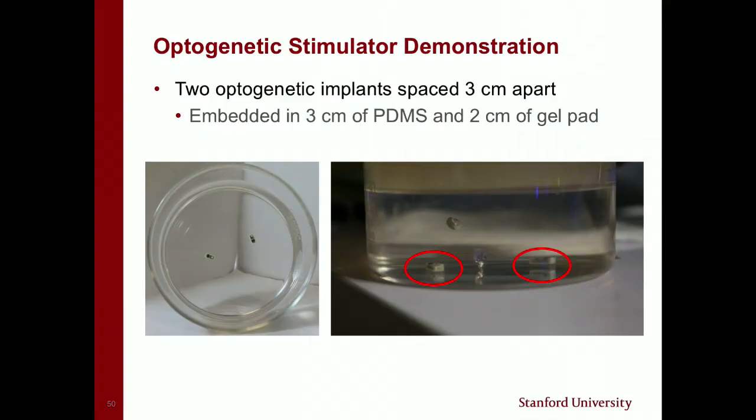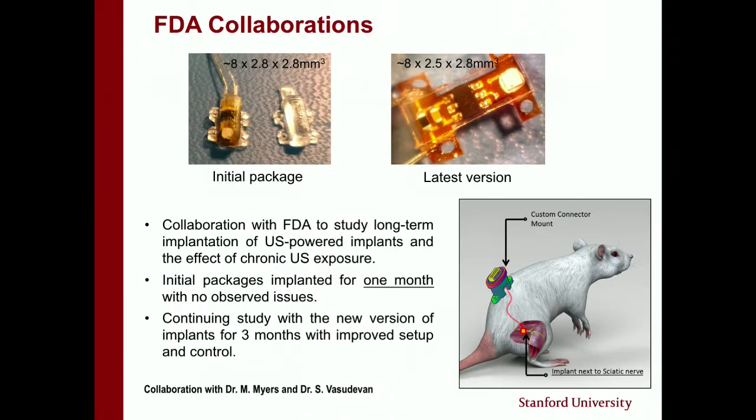So here are measurements. I have two implants 3 centimeters apart in a PDMS and gel packaging. And if you could see this, you can see the implant on the left firing and then the implant on the right. So if the projector actually shows this, you can do time interleaved firing selectively of different implants. So those are the functions we're showing here.